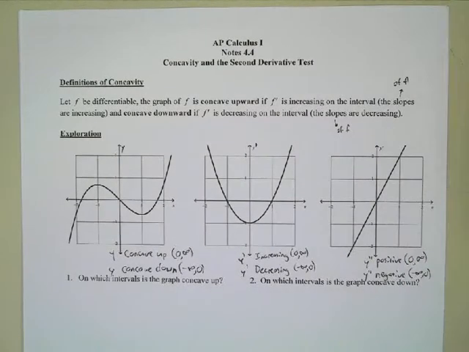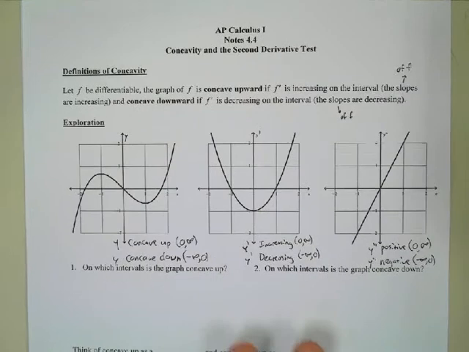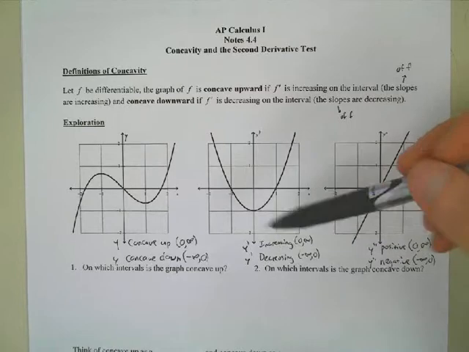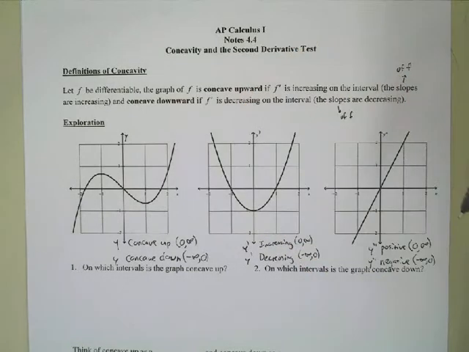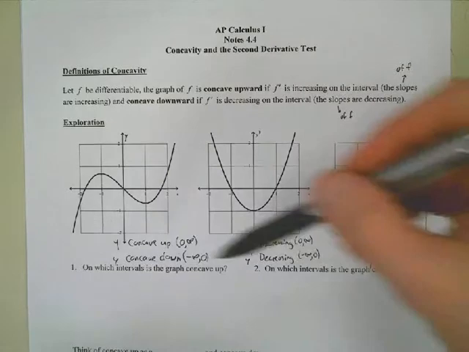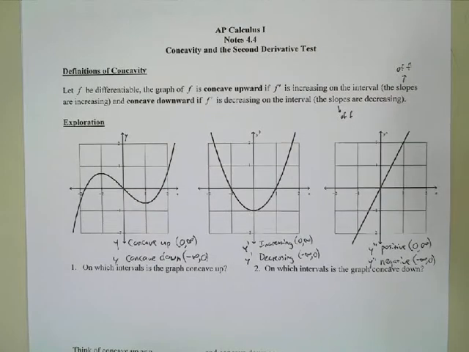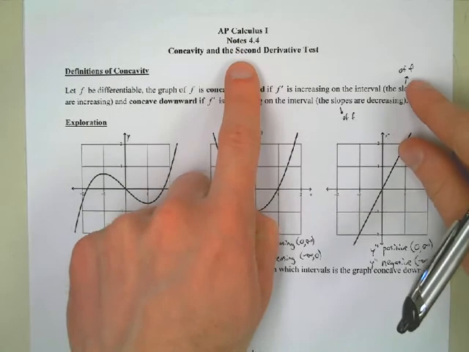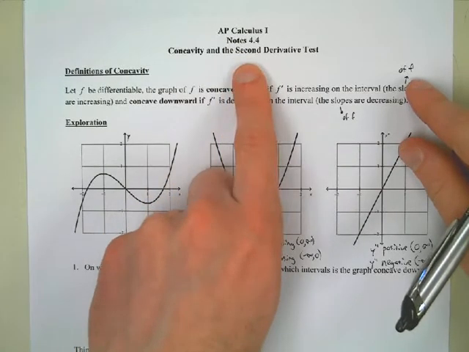So, a positive second derivative means our first derivative is increasing, means our original function is concave up. A negative second derivative means our first derivative is decreasing, means our original function is concave down. Okay? So hopefully you can see how we're going to be using this second derivative test. When we wanted to find where a function was increasing or decreasing, we looked at its derivative.